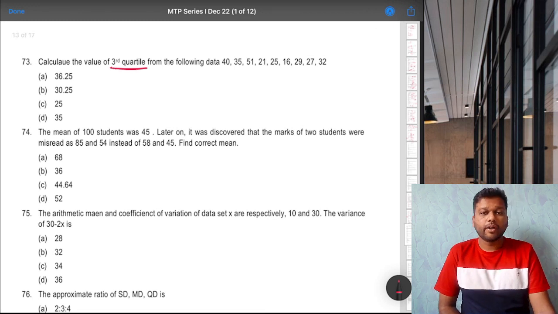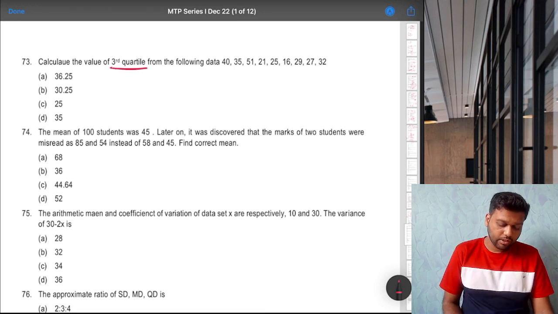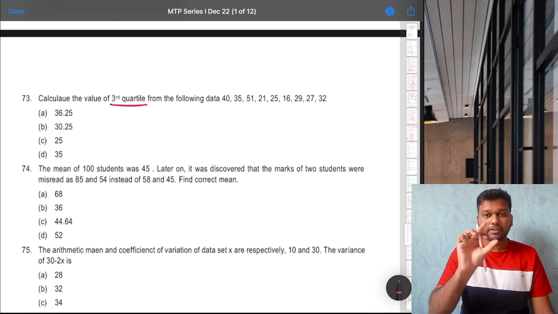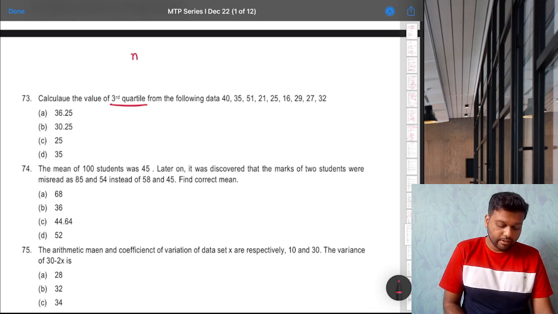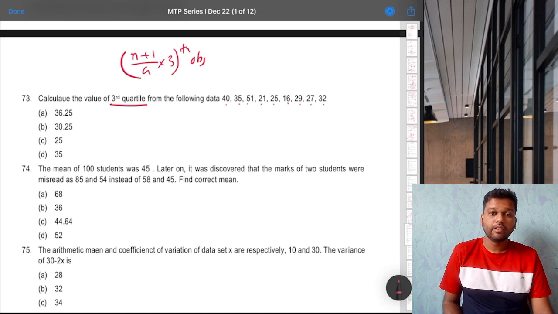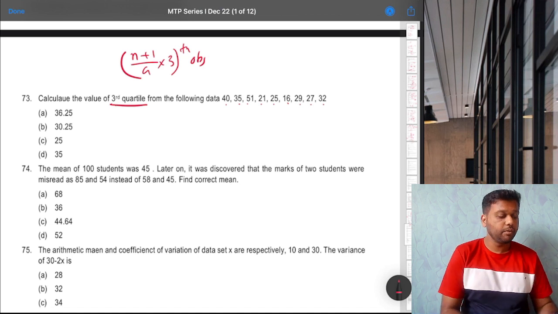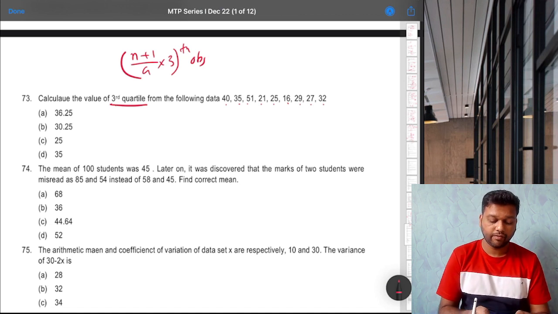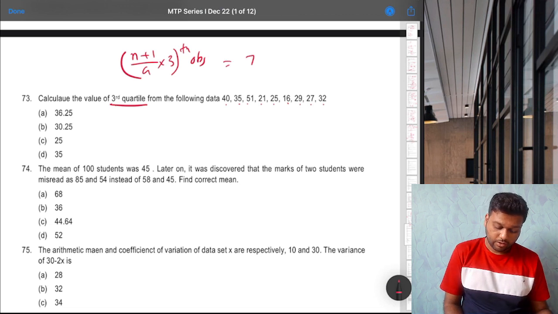Calculate the value of third quartile from the following data. So third quartile is what? For series of values, third quartile is (n plus 1) by 4 into 3, this observation, right? So how many observations are there? 1, 2, 3, 4, 5, 6, 7, 8, 9. So 9 plus 1, 10. 10 by 4 into 3. 10 by 4 into 3 is what? 7.5, right? Correct. So we need 7.5th observation.